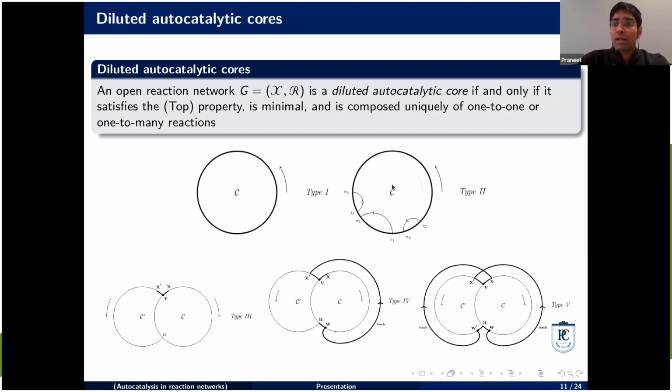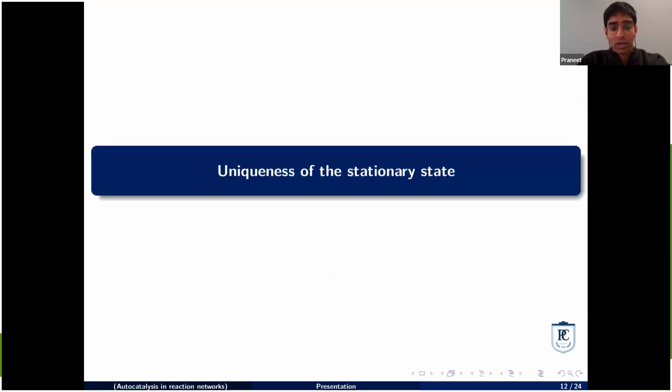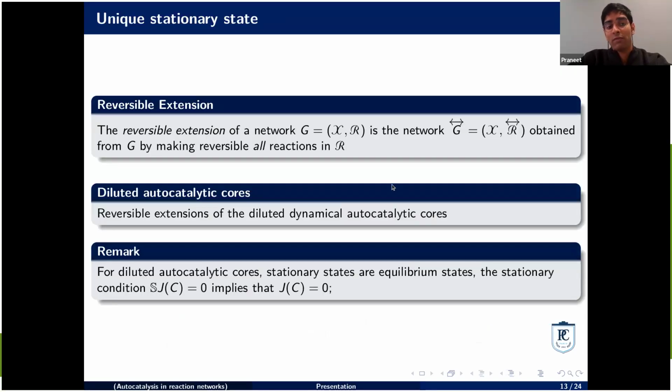But the fact that it will keep growing is in contention with the assumption of the diluted regime, because at some point the system will start going out of the diluted regime and the irreversibility of the one-to-many reactions will start breaking. So that's why the first step we took was to have the reversible extension of the networks. What this means is we take a look at all the reactions in the network, and any irreversible reaction we make reversible, like we add a back edge to that reaction.